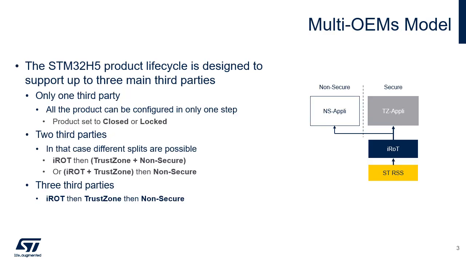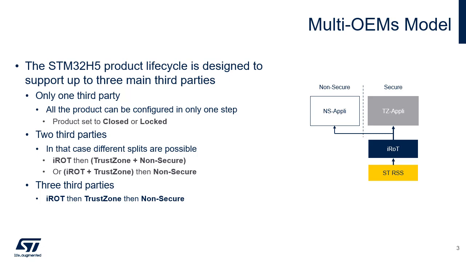The following images have to be provisioned: the immutable root of trust, or IROT, the secure image containing secure kernel and applications, and the non-secure image containing non-secure kernel and applications. These images can be provided by independent OEMs.